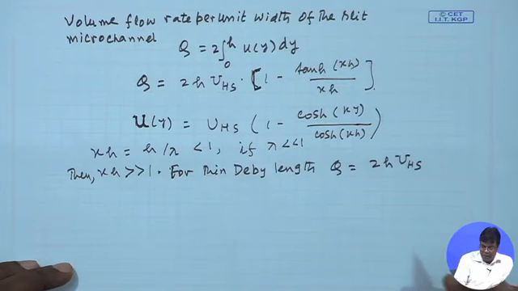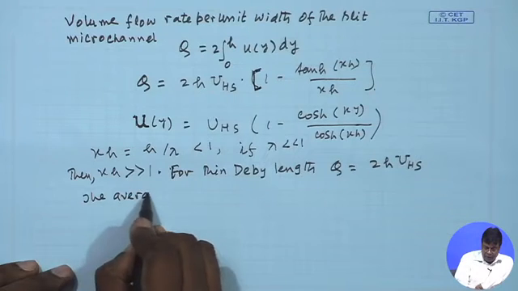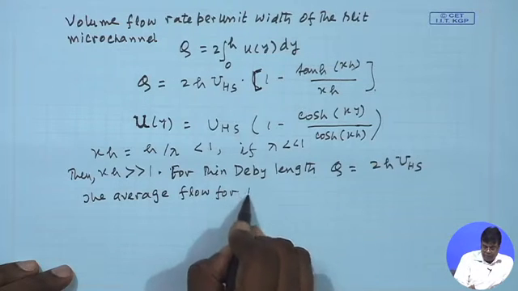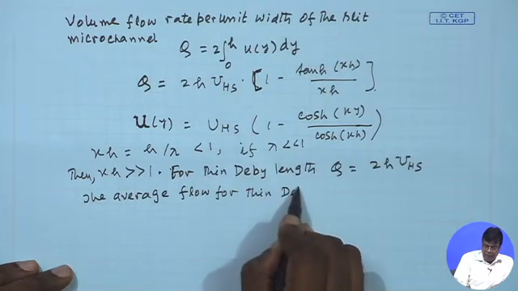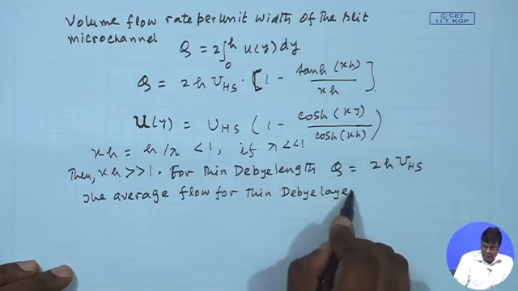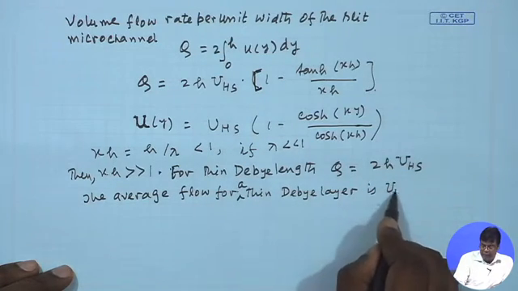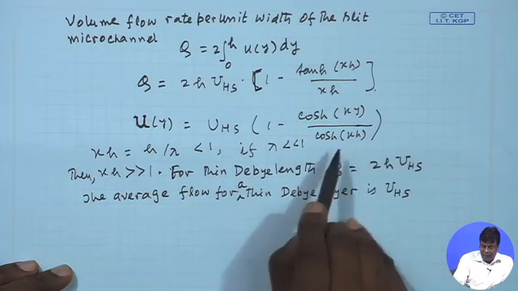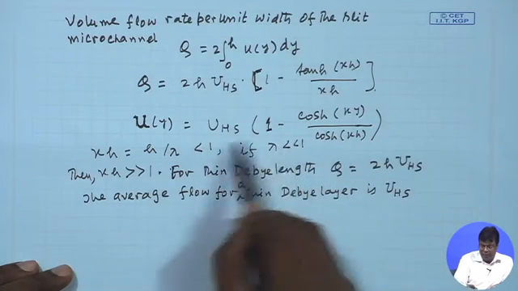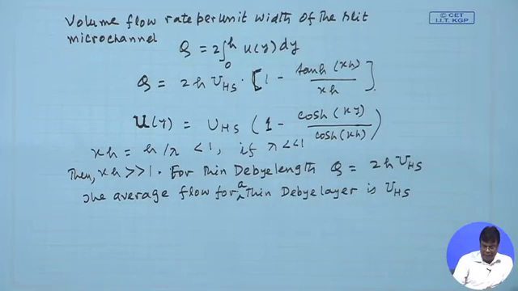So that means the average flow for a thin EDL is UHS. And also the velocity profile shows that u approaches UHS very quickly if kappa is very large as we increase the h.